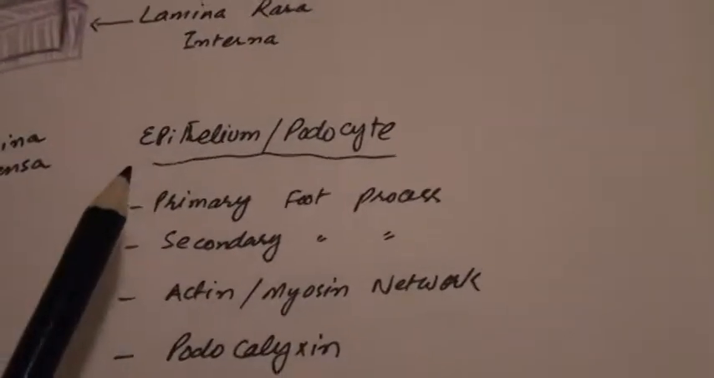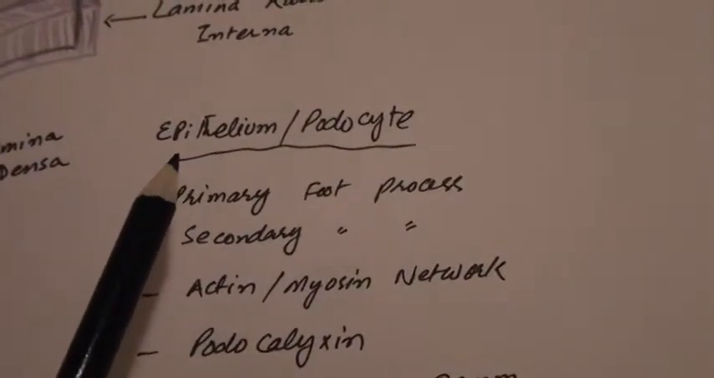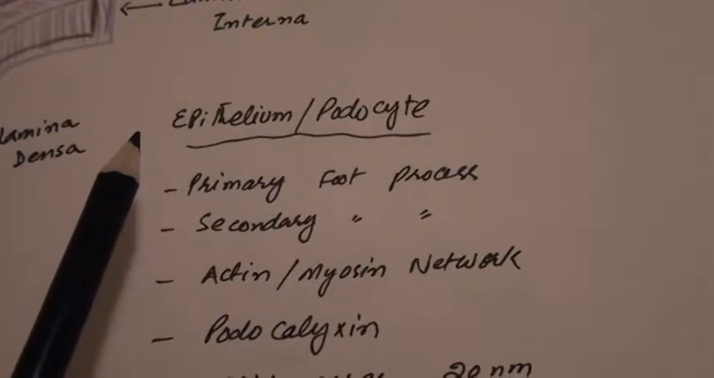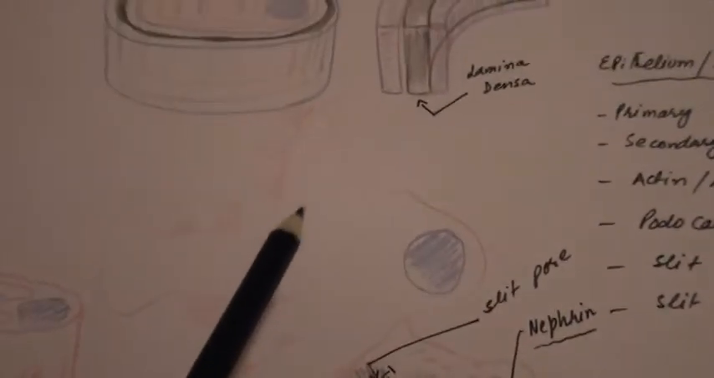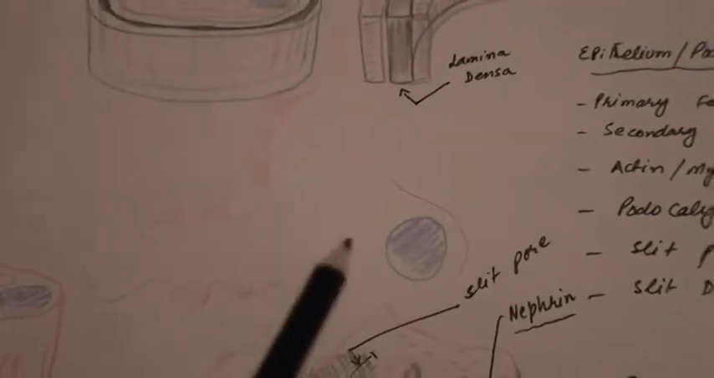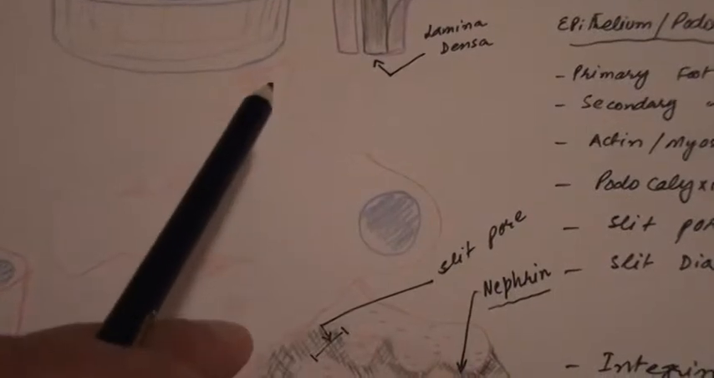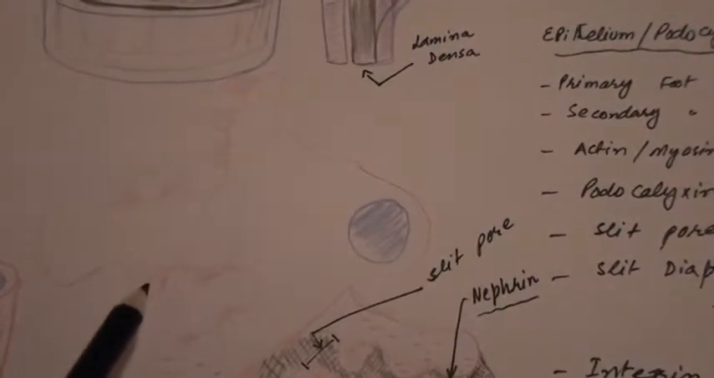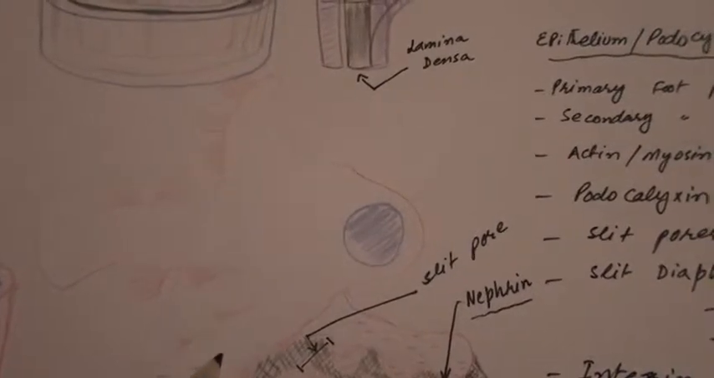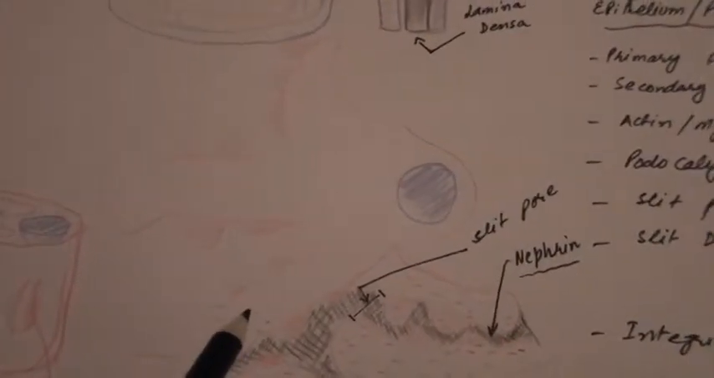Then the final or outermost barrier is the epithelial podocytes. The important thing to understand is that podocytes have 2 types of foot processes. These have long feet, which are called primary foot processes, and then there are small finger-like projections from these foot processes, and these are called secondary foot processes.